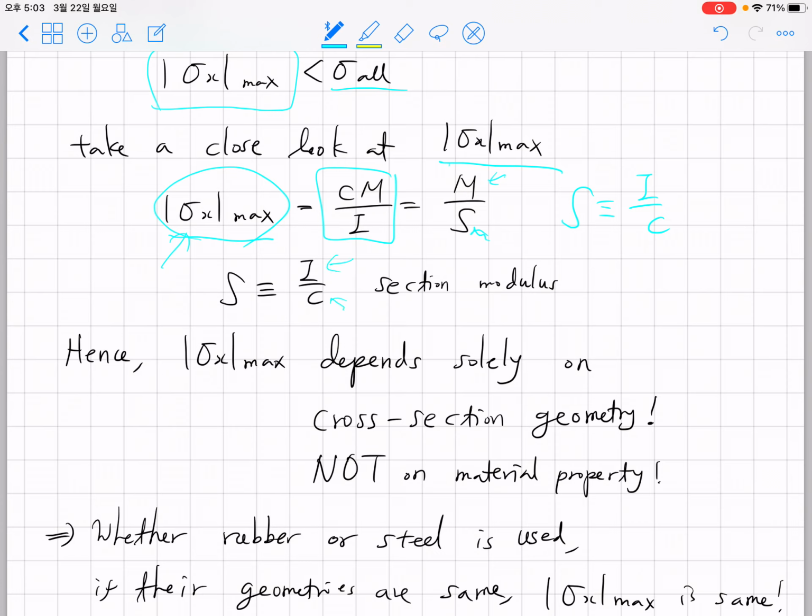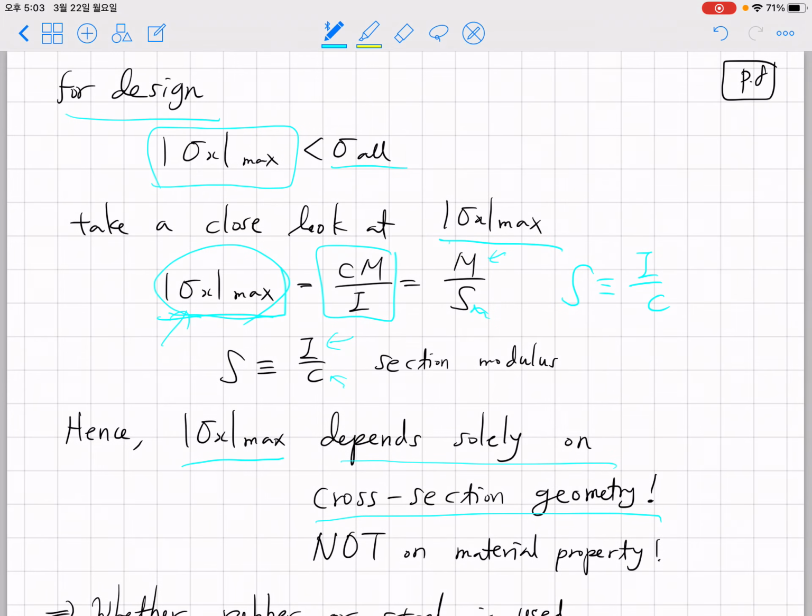Okay, that's how you reduce the maximum stress for reliable mechanical design. And the interesting thing here is that sigma x max depends solely on cross-sectional geometry. When you look at sigma x max, this is the applied moment, this is the information about cross-sectional area and shape, and this is the distance from the neutral axis. There is no information about the material.